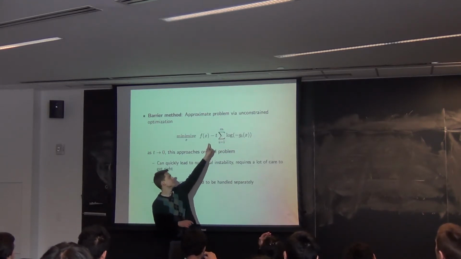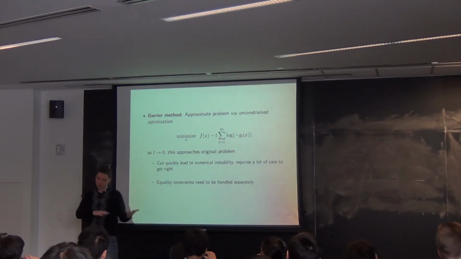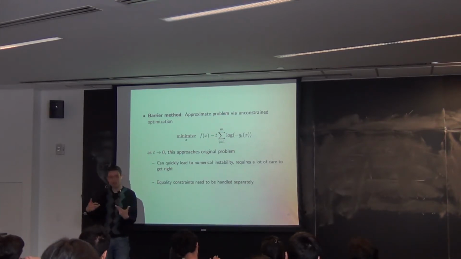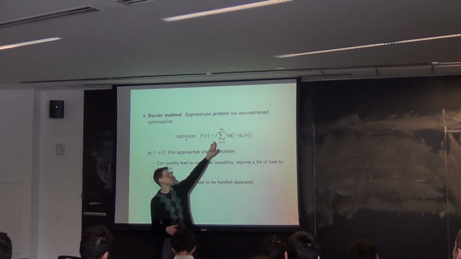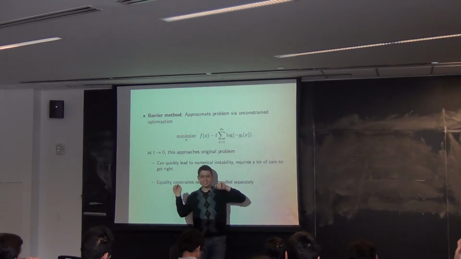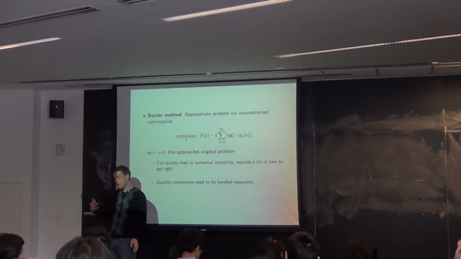And as this scale here, t, goes to 0, you approach the real problem. But it sounds a little bit tricky, right? Because you might run into numerical precision issues when you start having something that is almost 0. Basically, this thing is infinity if it's negative, and it's almost 0 if it's positive. So there are issues, and these things are hard.